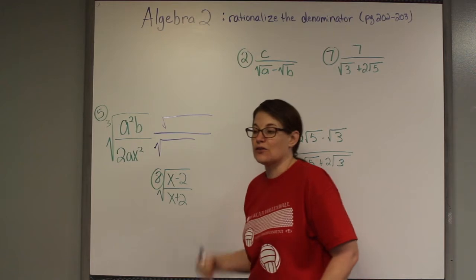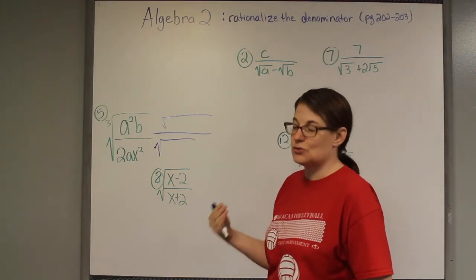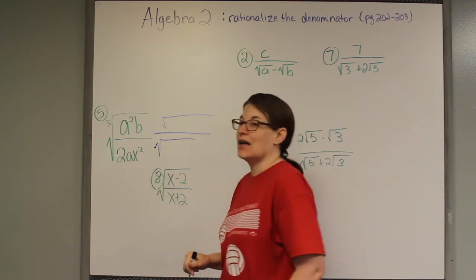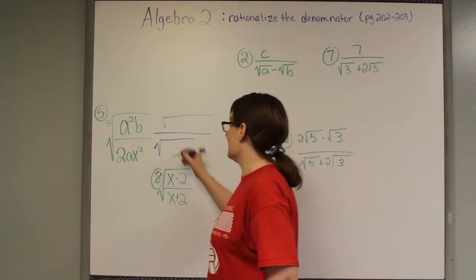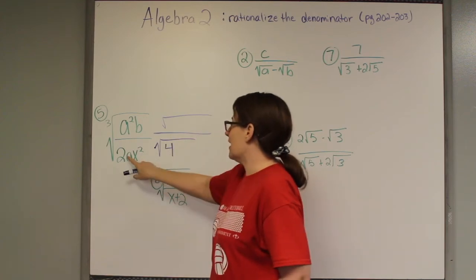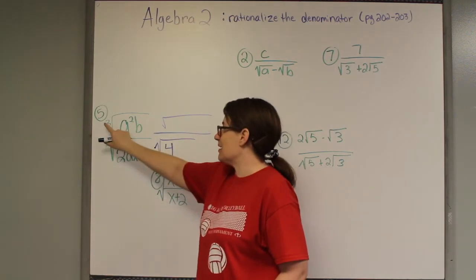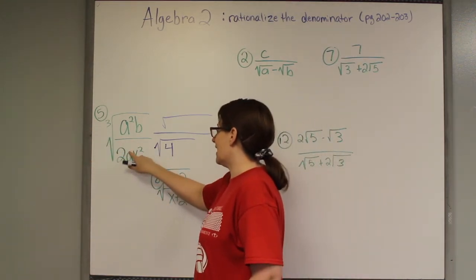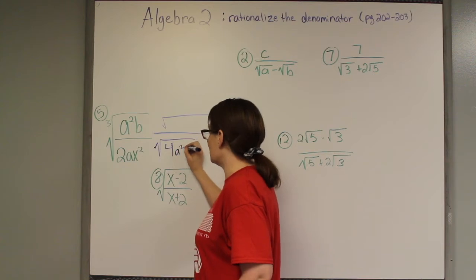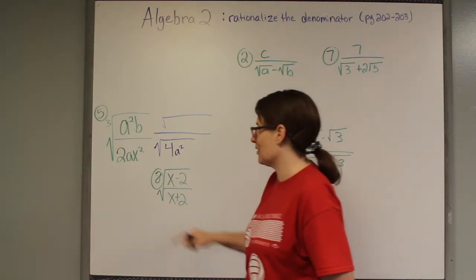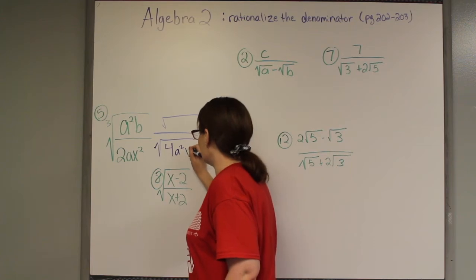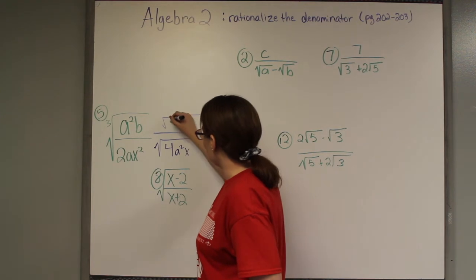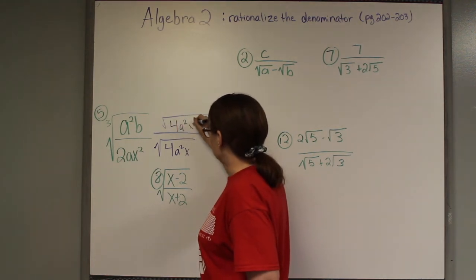That's a 2. The first perfect cube is 8. 2 times 2 times 2 is 8. So I want to make this an 8 so that I can pull it out. What do you multiply 2 by to get 8? It's 4. Alright, and then any of the letters need to be 3s or 6s or 9s. They need to be multiples of 3. So if that is an a to the first power, I need to multiply by a to the second power to make a 3. That's an x to the second power. I need to multiply by x to the first power to make a 3. Whatever I do down here, I must do at the top.